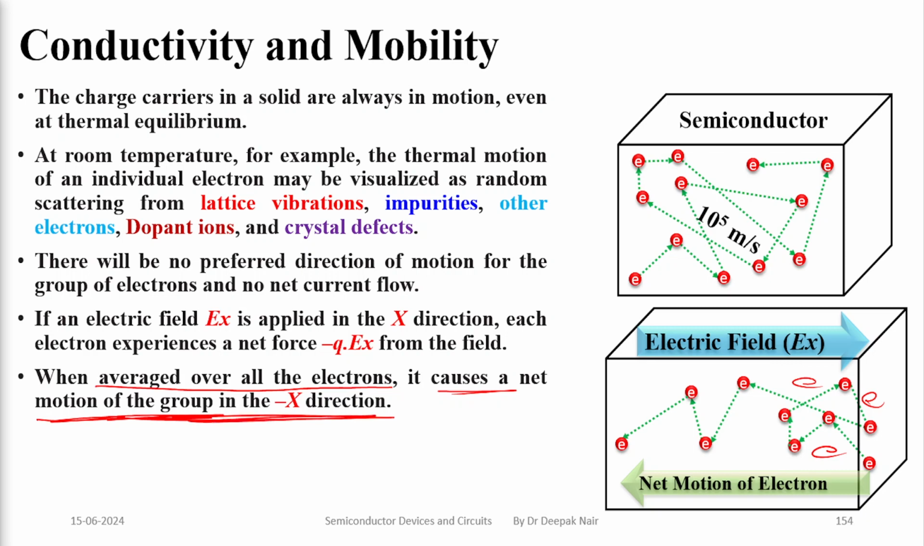Suppose this is the positive x direction, then this is our minus x direction, the negative x direction. So if this is the electric field, then the motion will be opposite to the direction of the electric field.